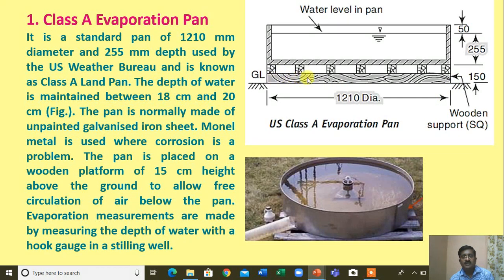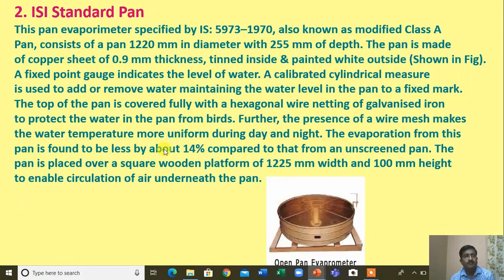Here you can see this wooden support is provided. Remember the dimensions, the depth is 255 and the diameter is 1210 mm. Okay, and the water level is shown here, and you can see the pictorial view of this pan. So for evaporation calculation, this is one of the important devices, you can say.